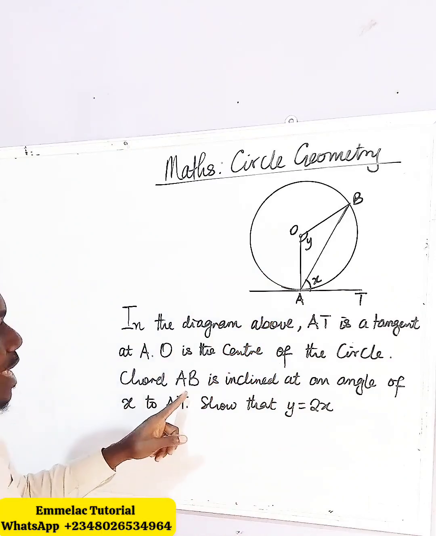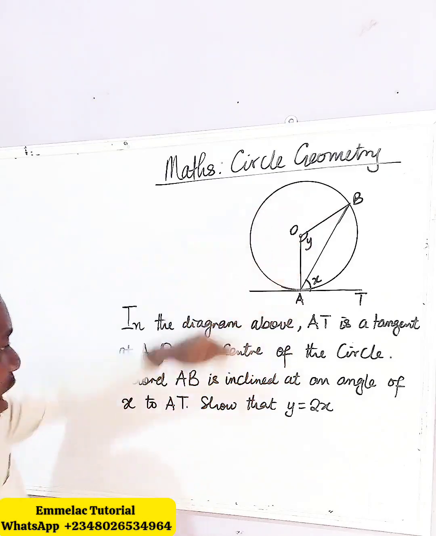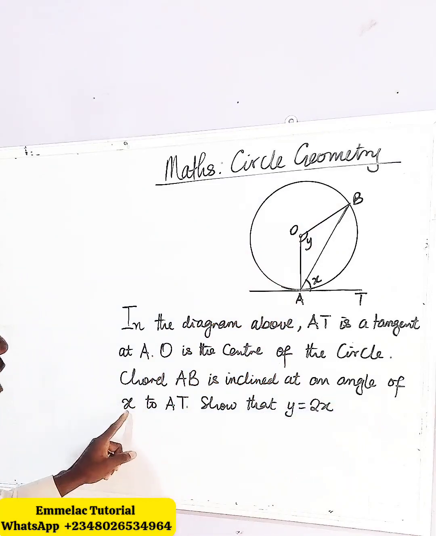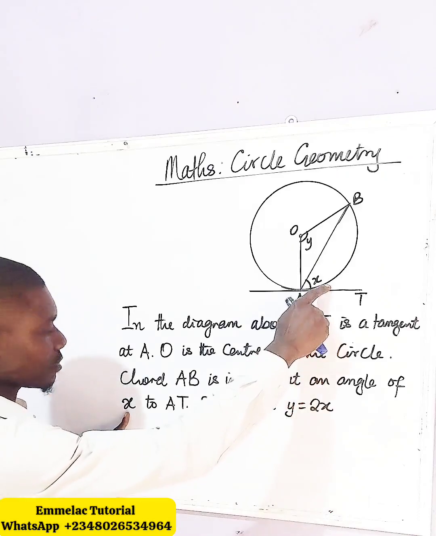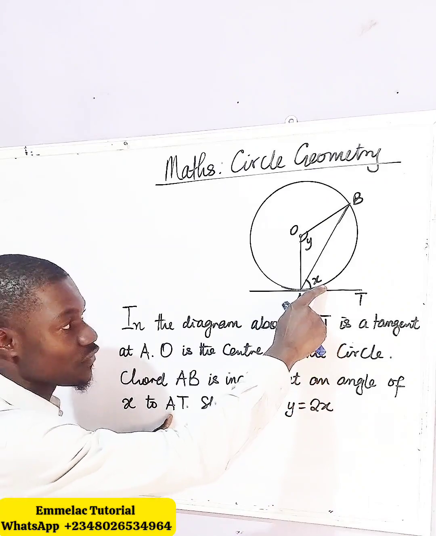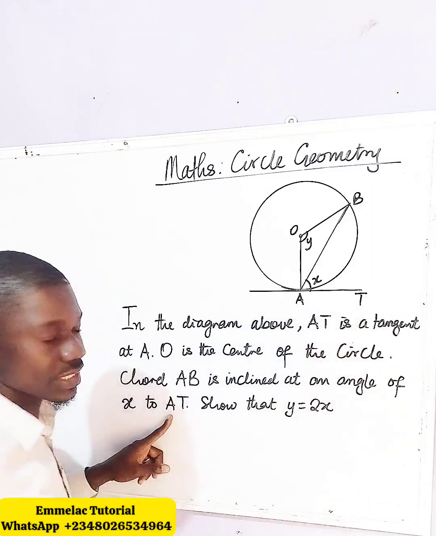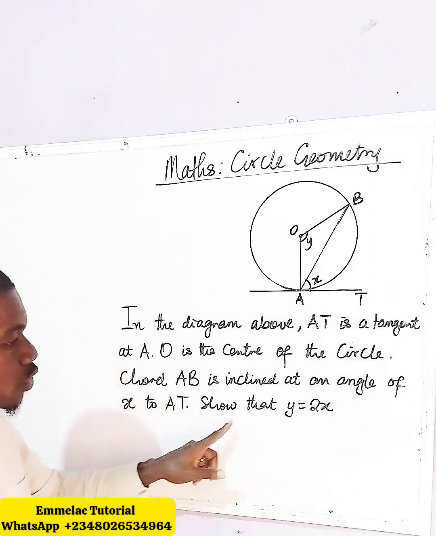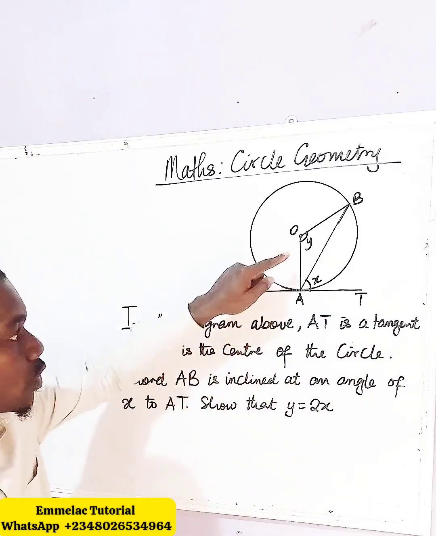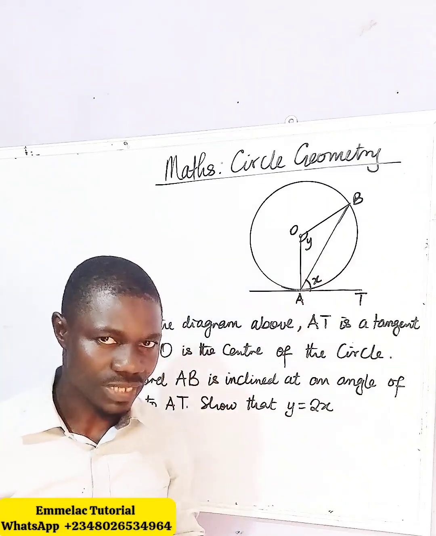Now, chord AB, that is this line, is inclined at an angle of x at AT. What does that mean? That this angle x is formed from the inclination of this chord that meets with the tangent. Then show that y equals 2x. So we are told to show that y equals 2x. But how do we get started?